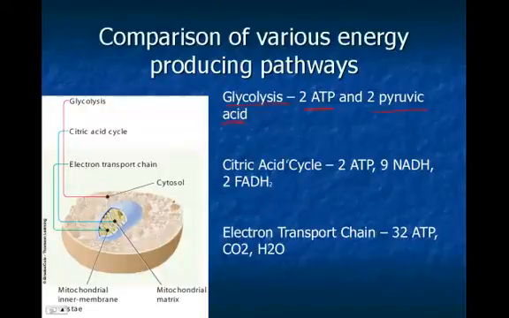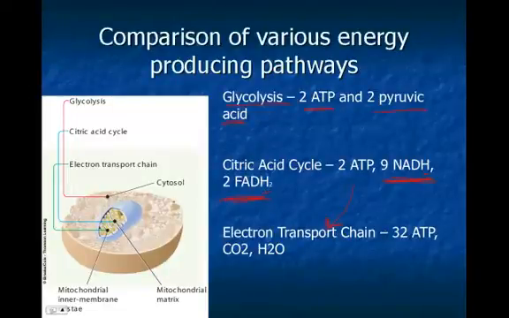In the citric acid cycle, we're going to produce, again, 2 ATP, not a whole lot of ATP, but look at this. We're going to produce 9 NADH and 2 FADH2. Lots of these electron carriers. And then these electron carriers are going to dump their electrons, in the form of hydrogen ions, at the electron transport chain.